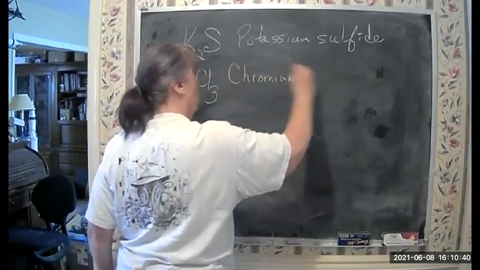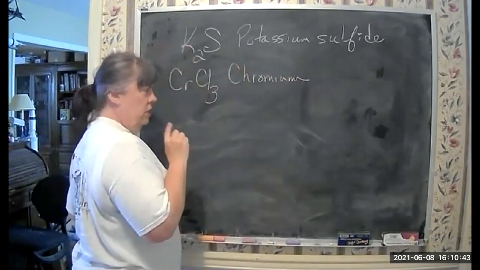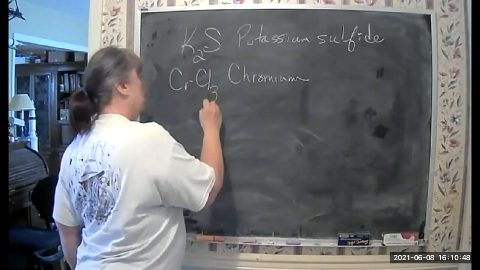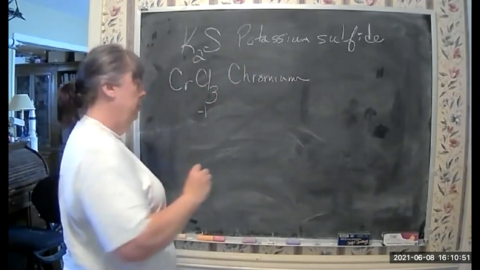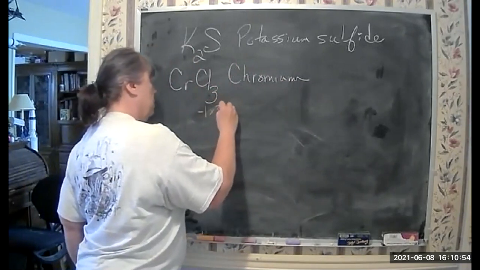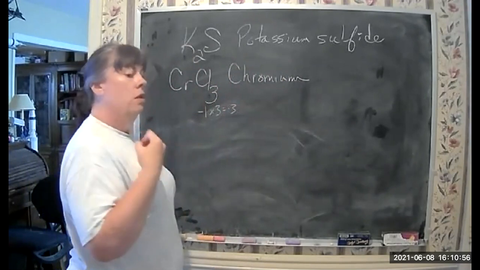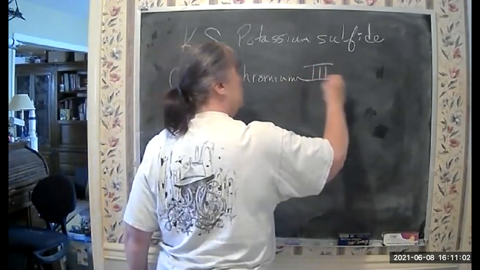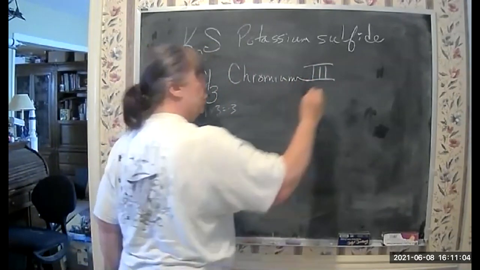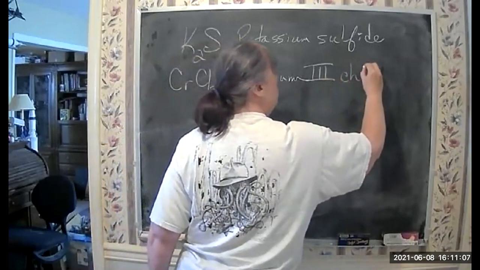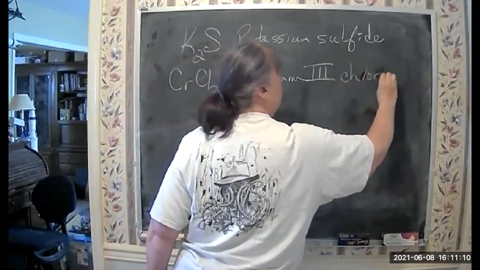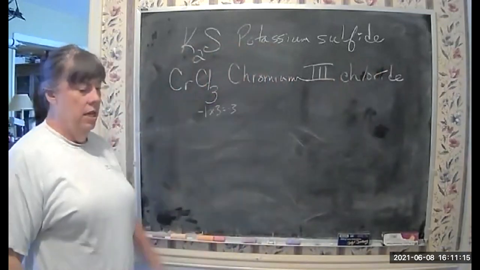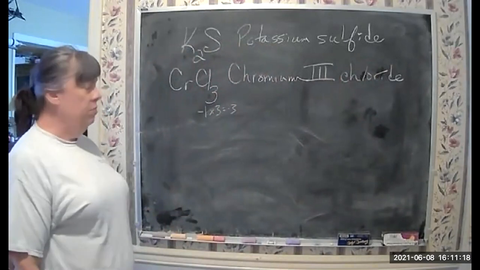So I know that it's chromium. I don't know what the Roman numeral is yet. I'm going to look at my chloride. Chloride is a halogen. So I have -1, and there are 3 of them. So that's 3 negatives. This would indicate, because this must be a neutral molecule, that my chromium needs to be a 3 version. And then we've still got to use the IDE ending that indicates it's an anion. So we've got chromium 3 chloride.